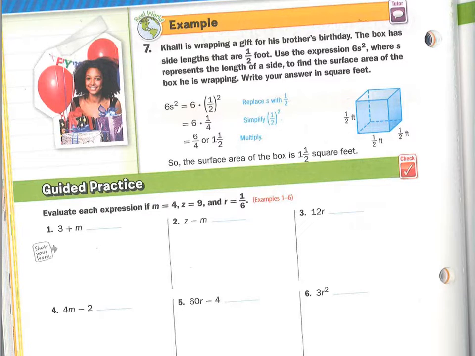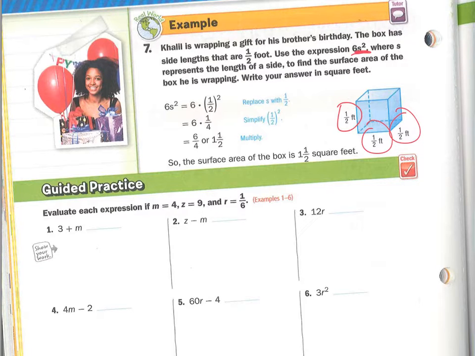Okay, if we go to the next page, there's just one more problem that I wanted to take a look at. And this is more of a real world link. And I like how this problem ends up because I don't want anyone to get confused with the fractions again. So let's go ahead and look at number 7. Khalil is wrapping a gift for his brother's birthday. The box has side lengths that are a 1/2 foot. So again, they draw a picture right here for us. Okay, so it's like a cube, and each side is a 1/2 foot. Use the expression 6s squared, where s represents the length of a side, to find the surface area of the box he's wrapping. Write your answer in square feet.